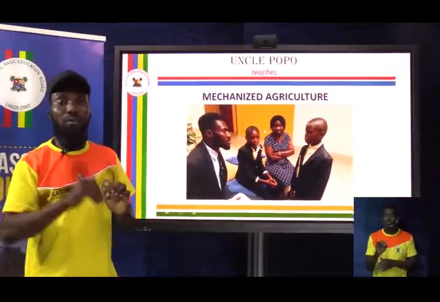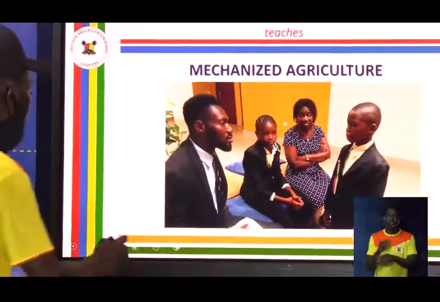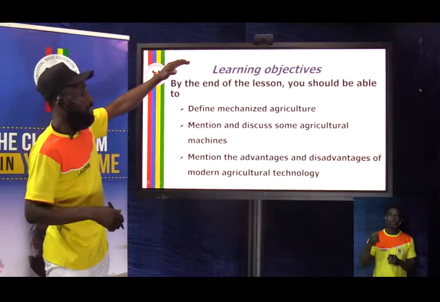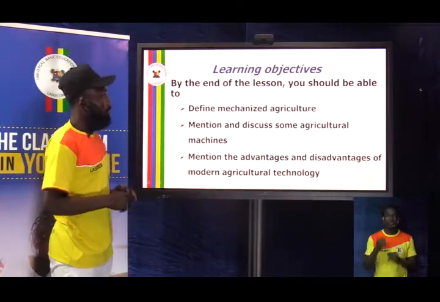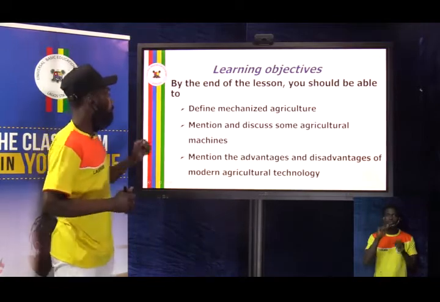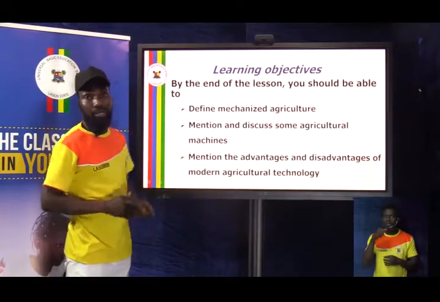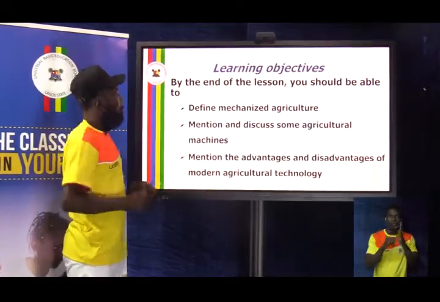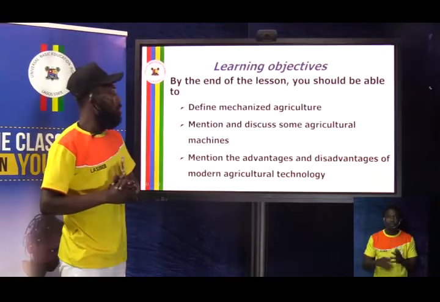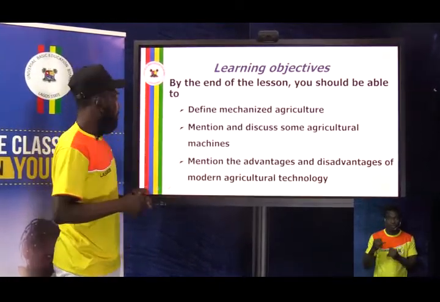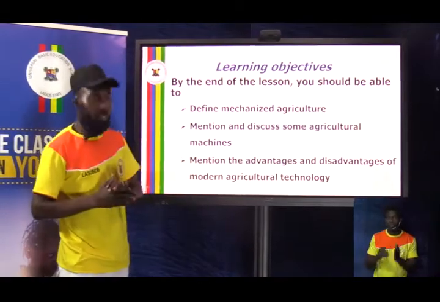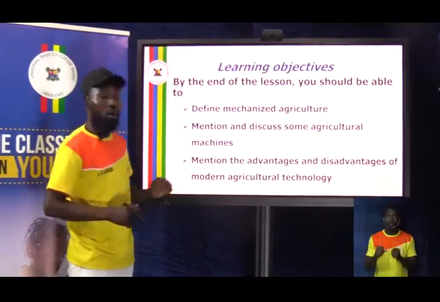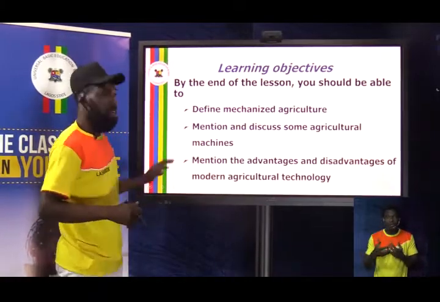I'll be showing you the videos, but before that, let's look at the learning objectives for today. By the end of the lesson, you should be able to define mechanized agriculture and mention and discuss some agricultural machines. Lastly, you should be able to mention the advantages and disadvantages of modern agricultural technology.